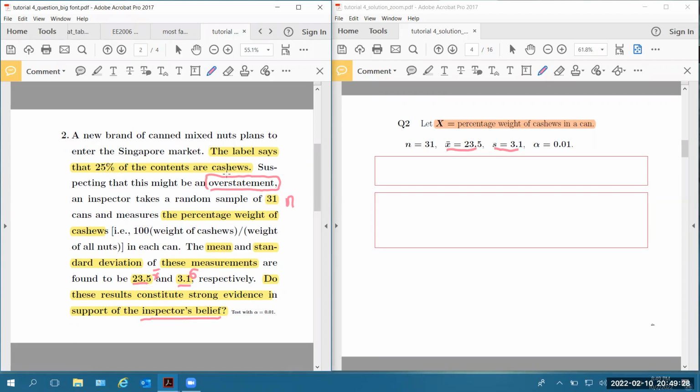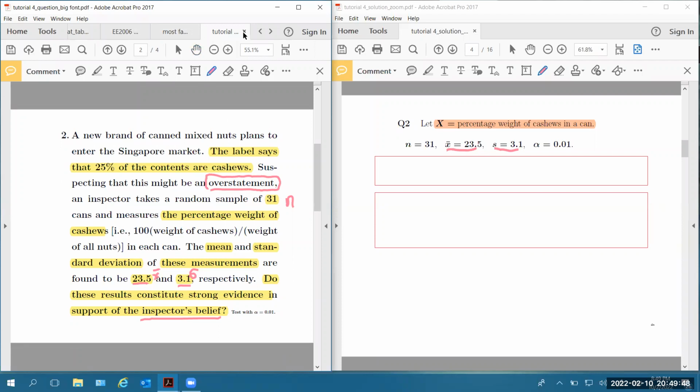I hope everyone is now clear that the inspector believes that there are less than 25% of cashew in the can. Less than 25%. Now the thing is, how do we write this down?